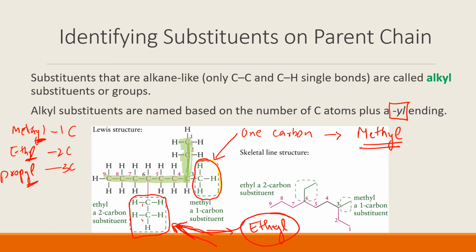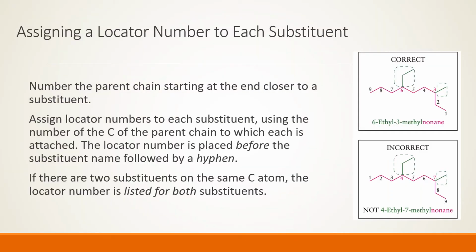Okay, so now we know how to identify the parent chain and how to name the substituent. The next job is to put them together to come up with the complete name of a substituted hydrocarbon. After identifying and naming the parent chain and then naming the substituent groups, the next task is to assign the locator number to each substituent. Locator number is the number of the carbon atom at which the substituent is located.